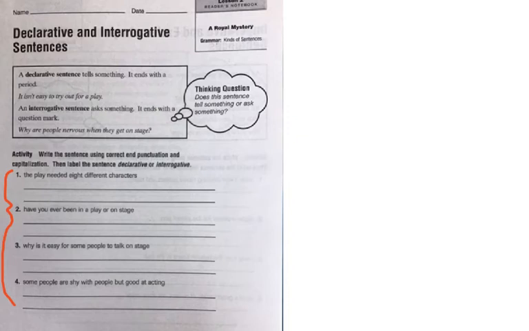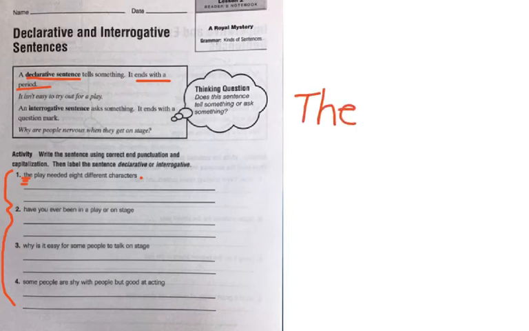capitalization. Number 1, it says, the play needed 8 different characters. Well, when we look at this, we know every sentence starts with a capital letter, so the T in the needs to be capitalized. The play needed 8 different characters. Well, we know that that is not asking a question, it's giving us information. So it's telling us something. So it's a declarative sentence. And a declarative sentence ends with a period. So you will rewrite the sentence with the capital T.